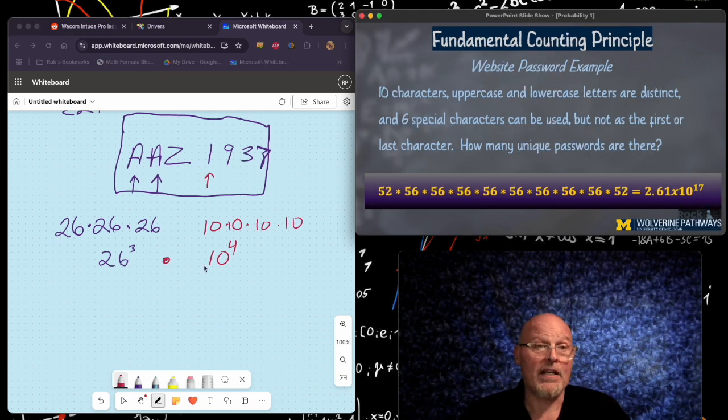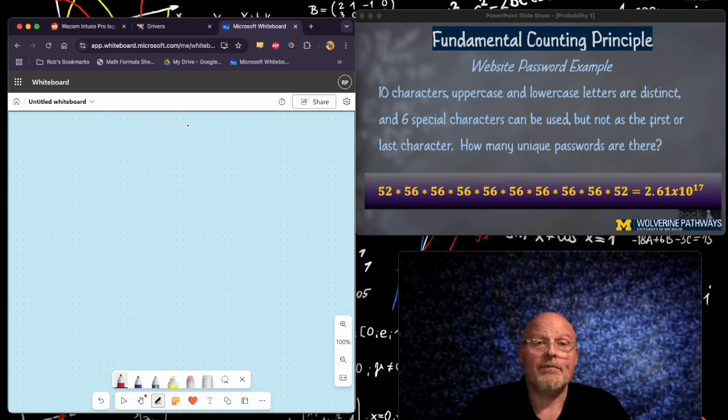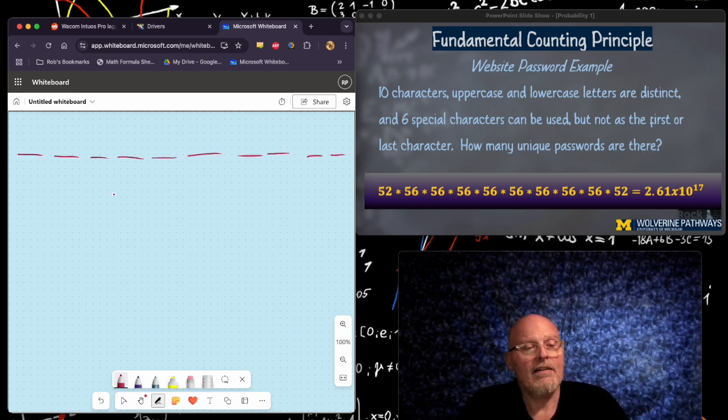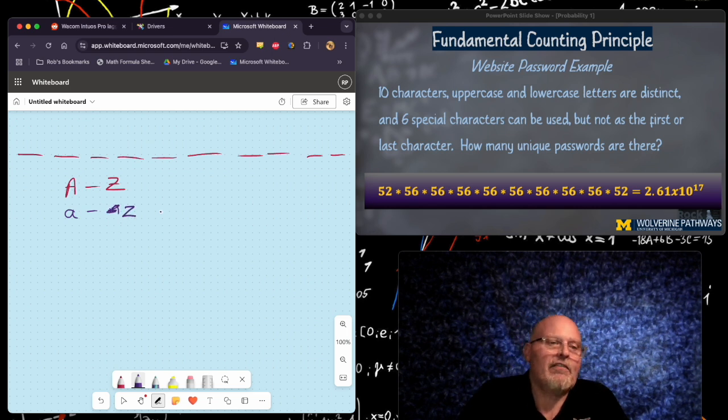All right, another example we can look at is a website password. Everybody knows that they're increasing the number of places in a password they'd like you to have. In our system, we've got a 10-digit passcode, 3, 4, 5, 6, 7, 8, 9, 10. The other things we've got going is that we can have any letter, and capital letters are treated differently than lowercase letters. That goes all the way to Z.